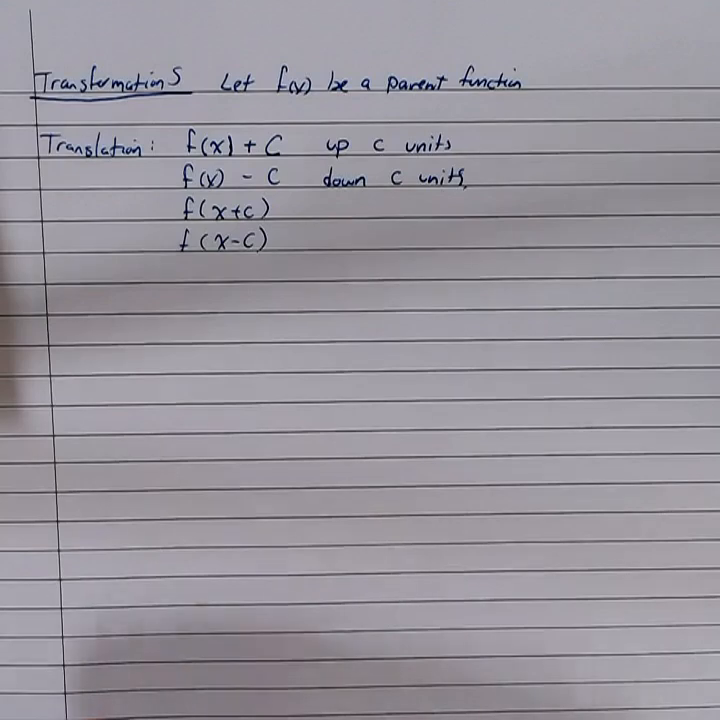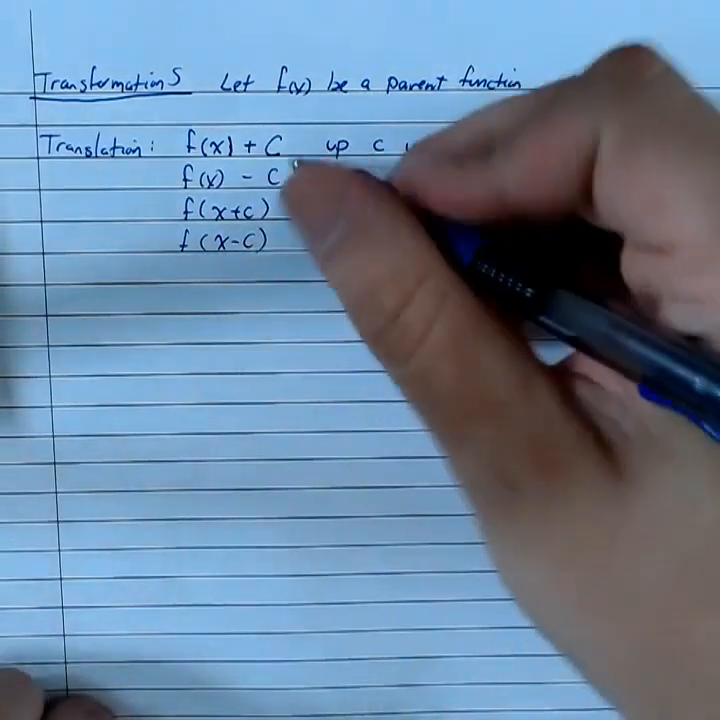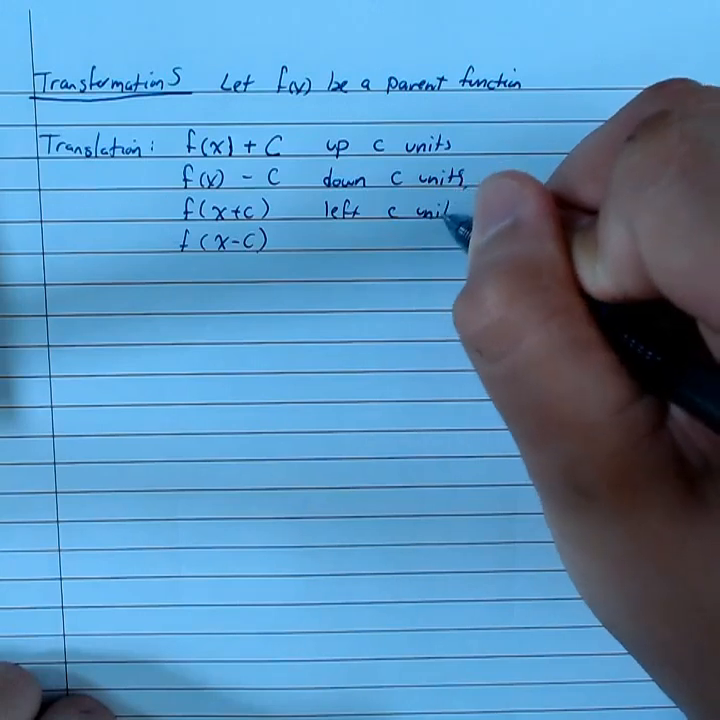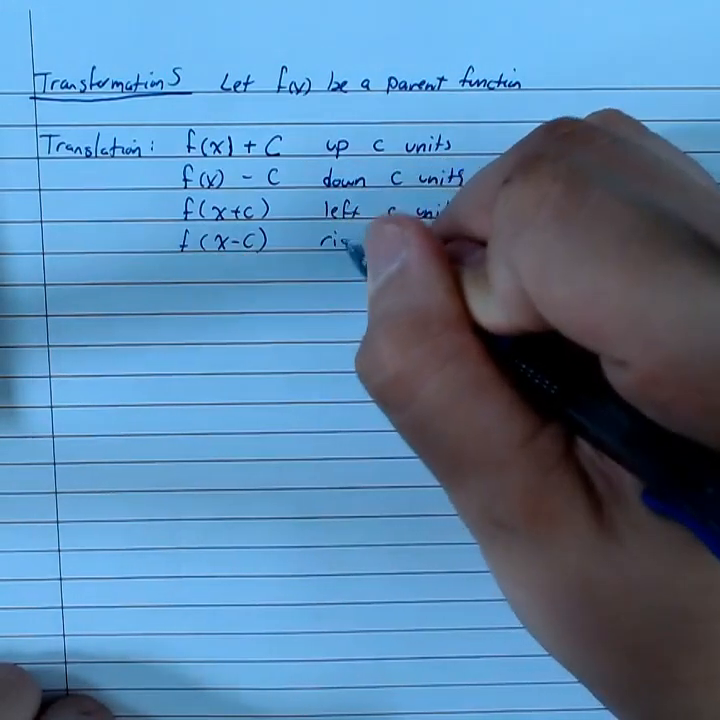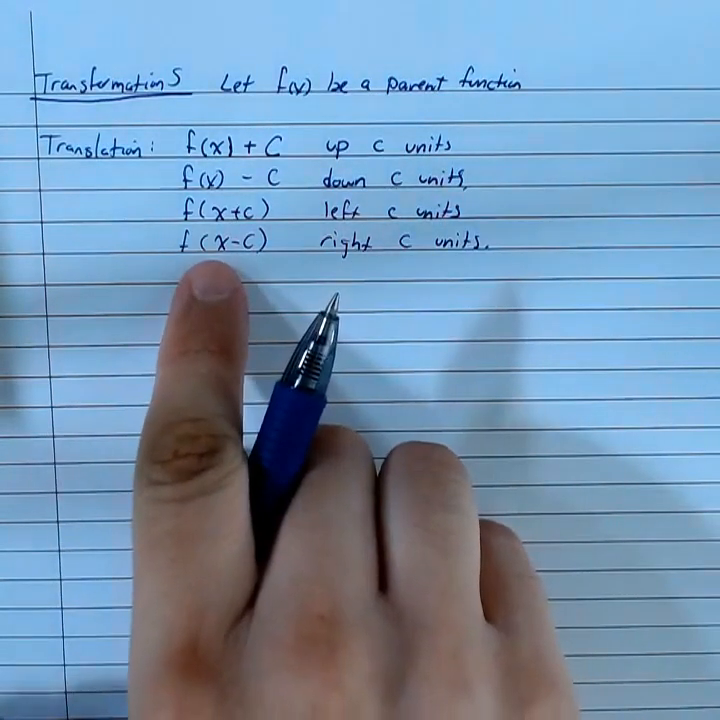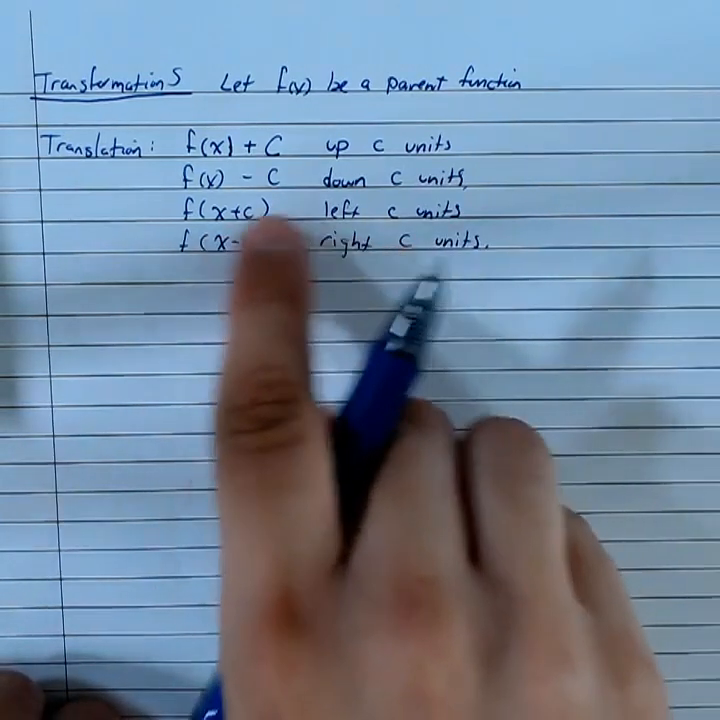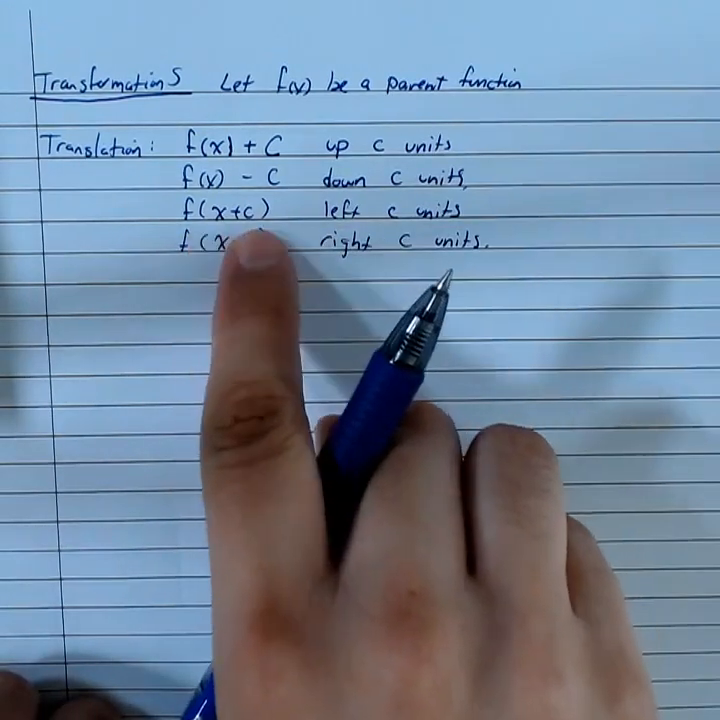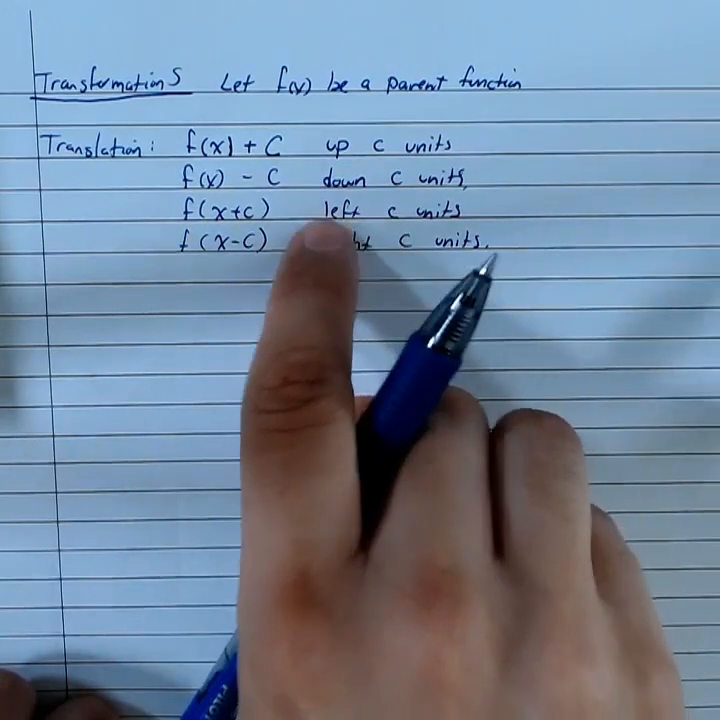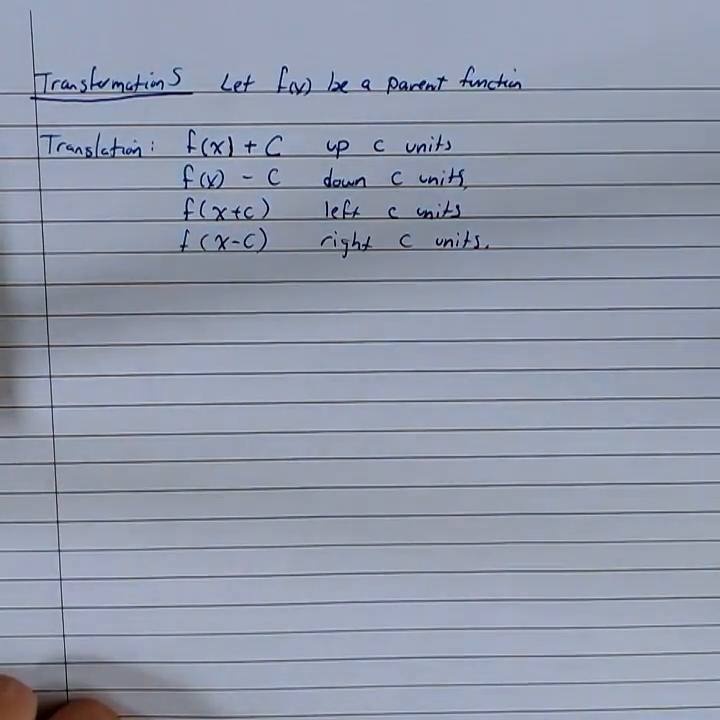This is also a translation, but it is going to move you not vertically, but horizontally. Here, this will move things to the left c units, and this will move things to the right c units. That might seem like I said that backwards, right? You would think pluses to the right, maybe. Usually pluses to the right. But in the case of transformations, when you add something to the argument, when you add something to the variable of your function, you're moving everything to the left. That is not a mistake. That is correct. Same thing here. Subtraction is going to move everything to the right.